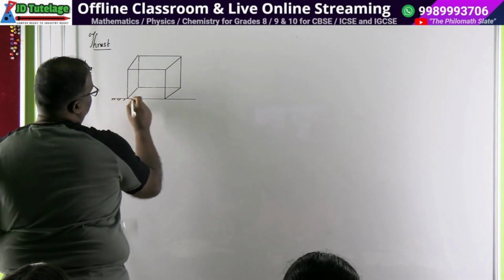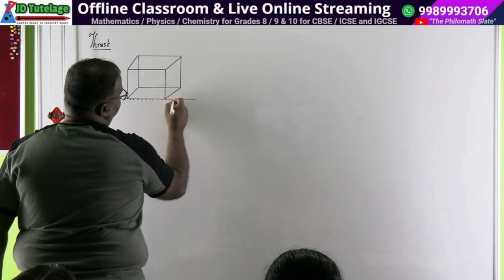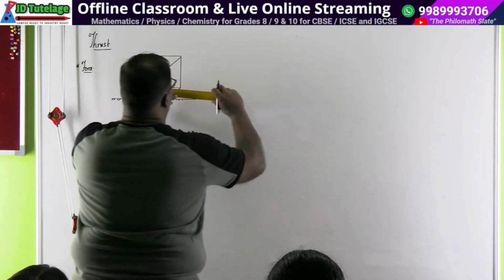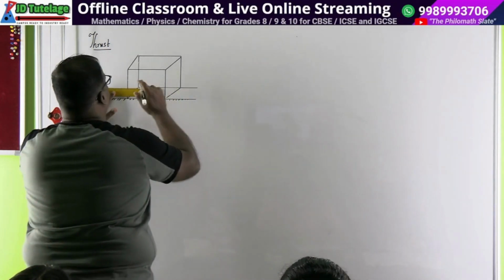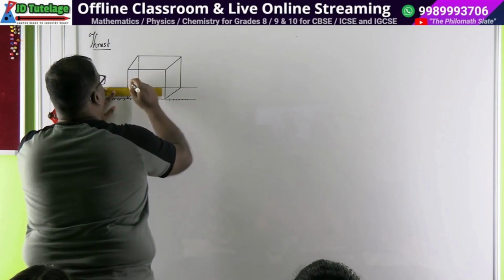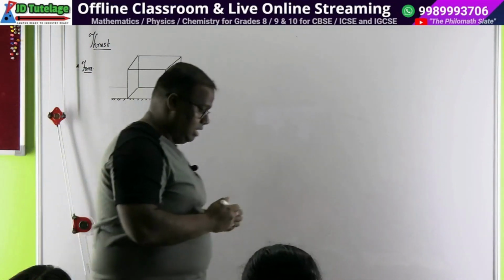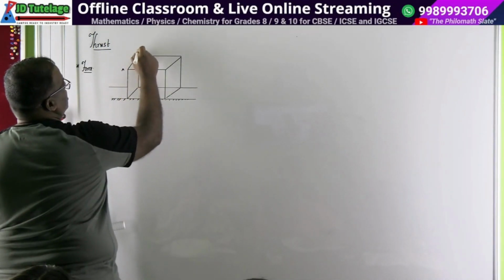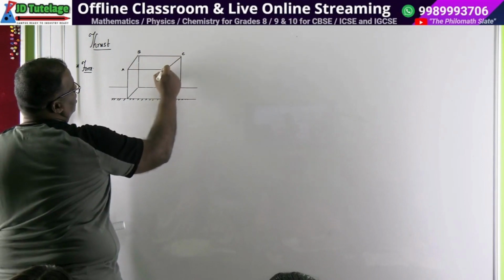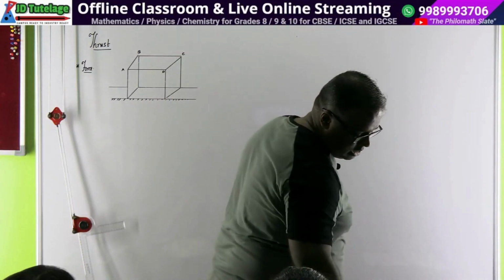It's a 3D figure, so the ground also, the table should also be somewhat like in this manner. Okay, this is the table. This is parked on a table. Okay, and I'm concentrating on the top surface, which is ABCD. Pay attention, then only you'll understand.